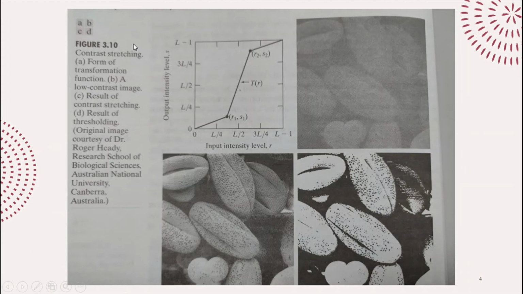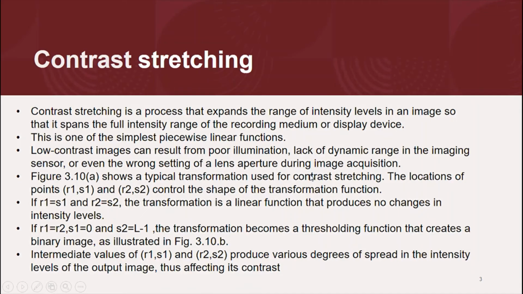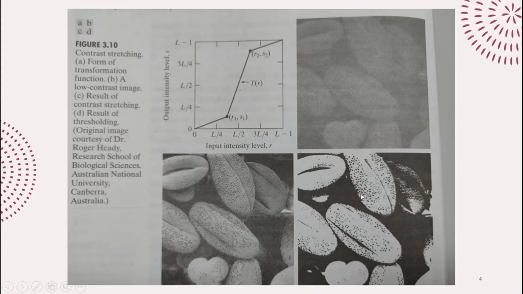Here in figure 3.10, figure A shows the form of the transformation function, figure B is the original low contrast image, C is the result of contrast stretching, and D is the result of thresholding. Basically it is a binary image. Previously in the slide we discussed the two cases of no change, or a linear transformation, and the thresholding function. In figure D we can see the binary image that results from the thresholding function.